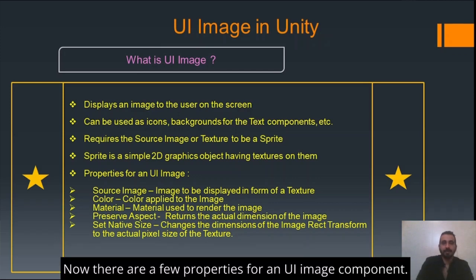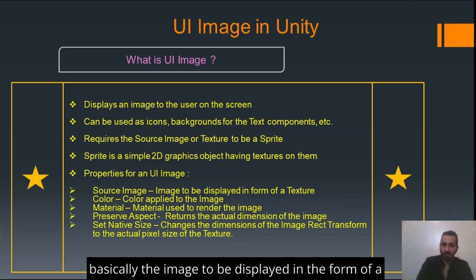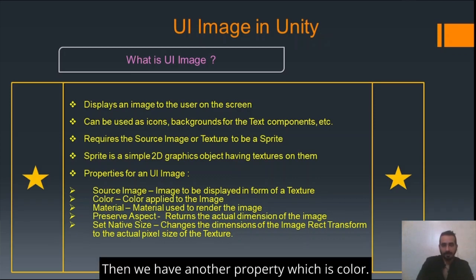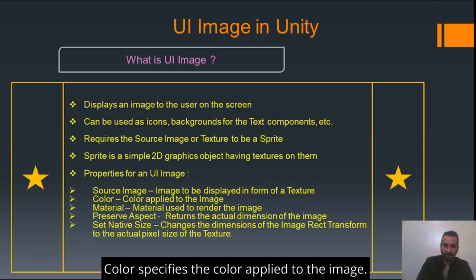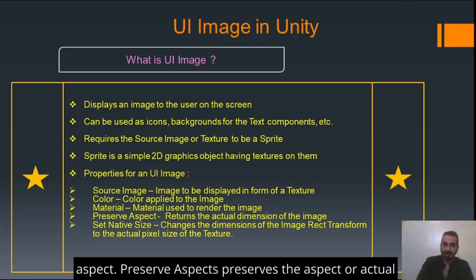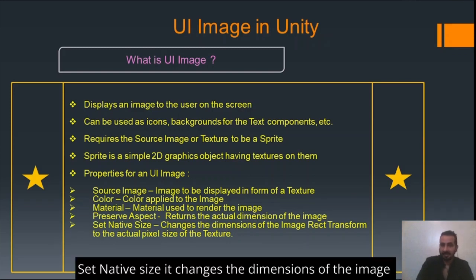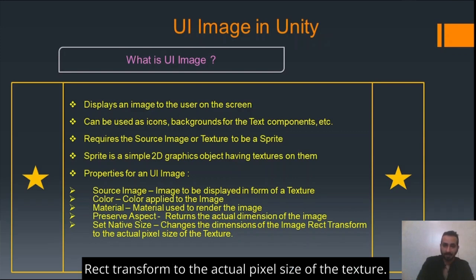Now there are a few properties for a UI image component. What are these properties? Source image. Source image is basically the image to be displayed in the form of a texture or a sprite. Then we have another property, which is color. Color specifies the color applied to the image. Then we have material. Material is the material used to render the image. Preserve aspect. Preserve aspect preserves the aspect or actual dimensions of the image. Set native size. It changes the dimensions of the image rect transform to the actual pixel size of the texture.